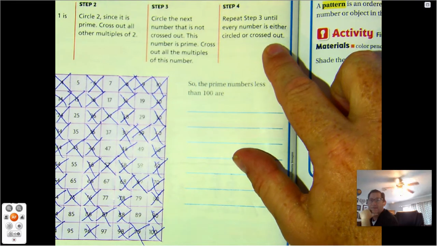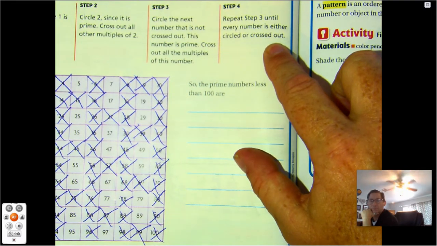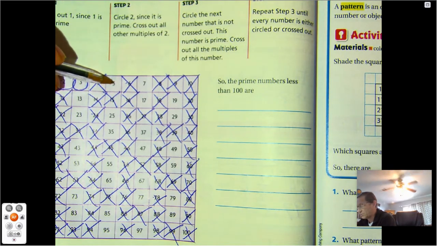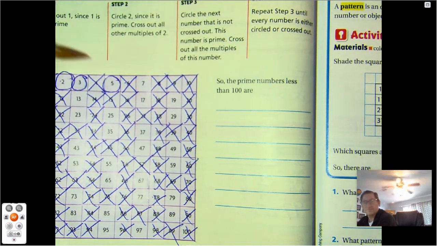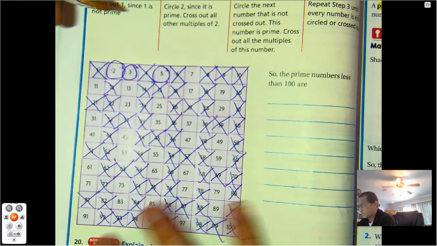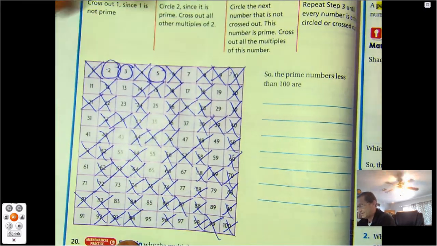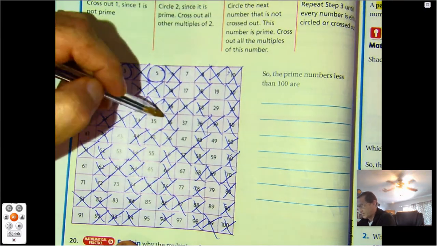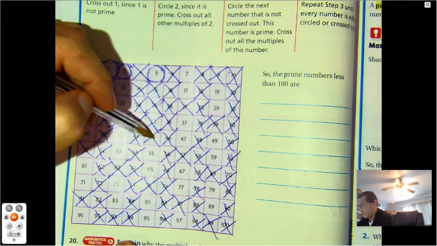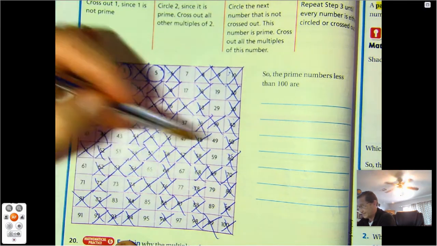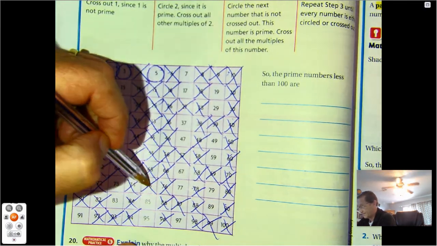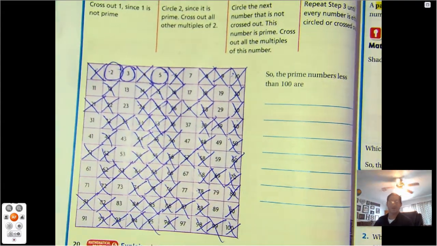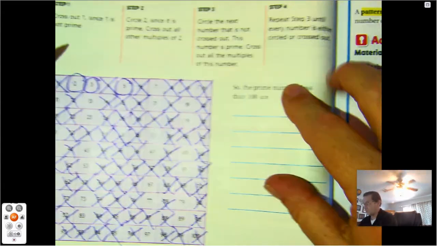All right, well, the next number that's not crossed out or circled is 5. 5 is prime, just 5 times 1. So now we need to cross out the multiples of 5: 10, 15, 20, 25, 30, 35, 40, 45, 50, 55, 60, 65, 70, 75, 80, 85, 90, 95, 100. All right. Now circle the next number that is not crossed out or circled.